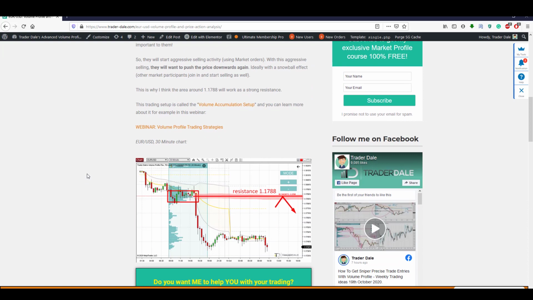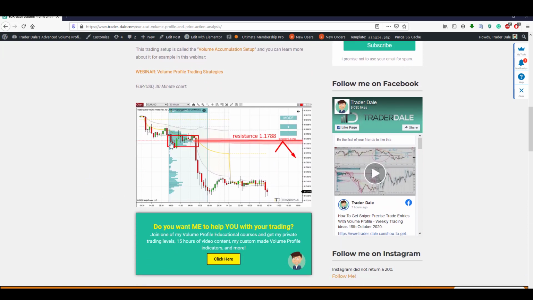Long story short, there was a volume-based setup, a volume accumulation setup. There were heavy volumes in here in this area. Then there was a strong selling activity commencing from there. So I expected sellers building up their short positions in here and defending those short positions when the price reached this 1788 resistance. All right, so that was the prediction from Wednesday.